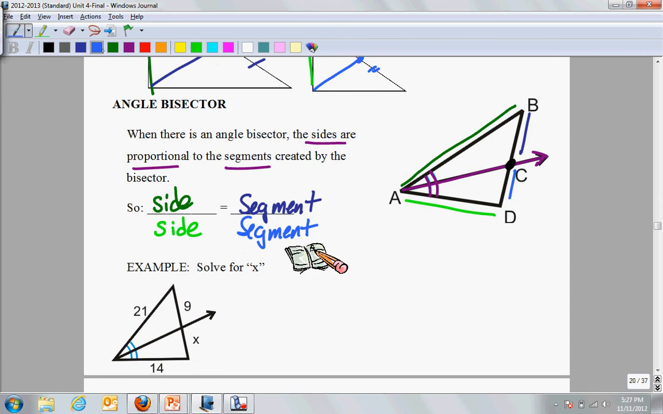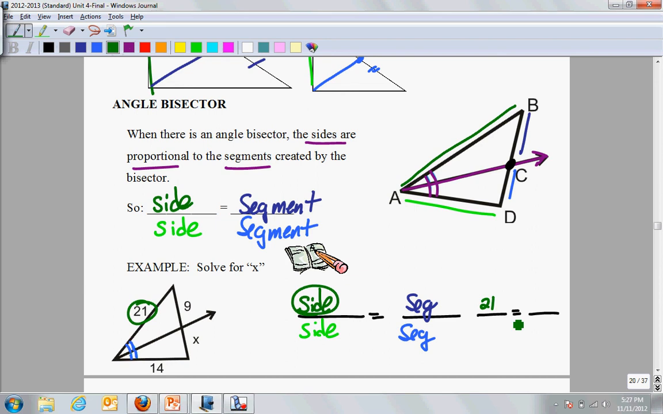So on that note, here we have an angle bisector, which means side over side equals segment over segment. Please rewrite your equation. And now we'll circle, plug, chug. Side, 21, over the other side, 14, equals segment, 9, over the other segment, which is X.